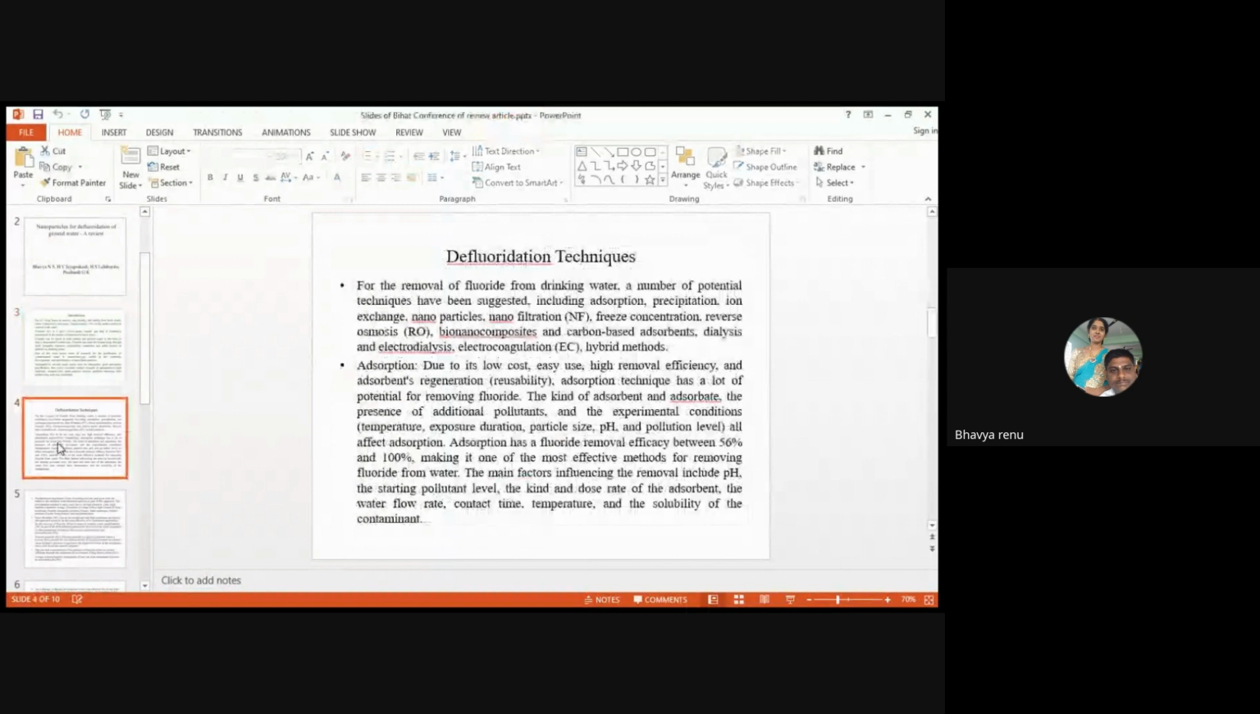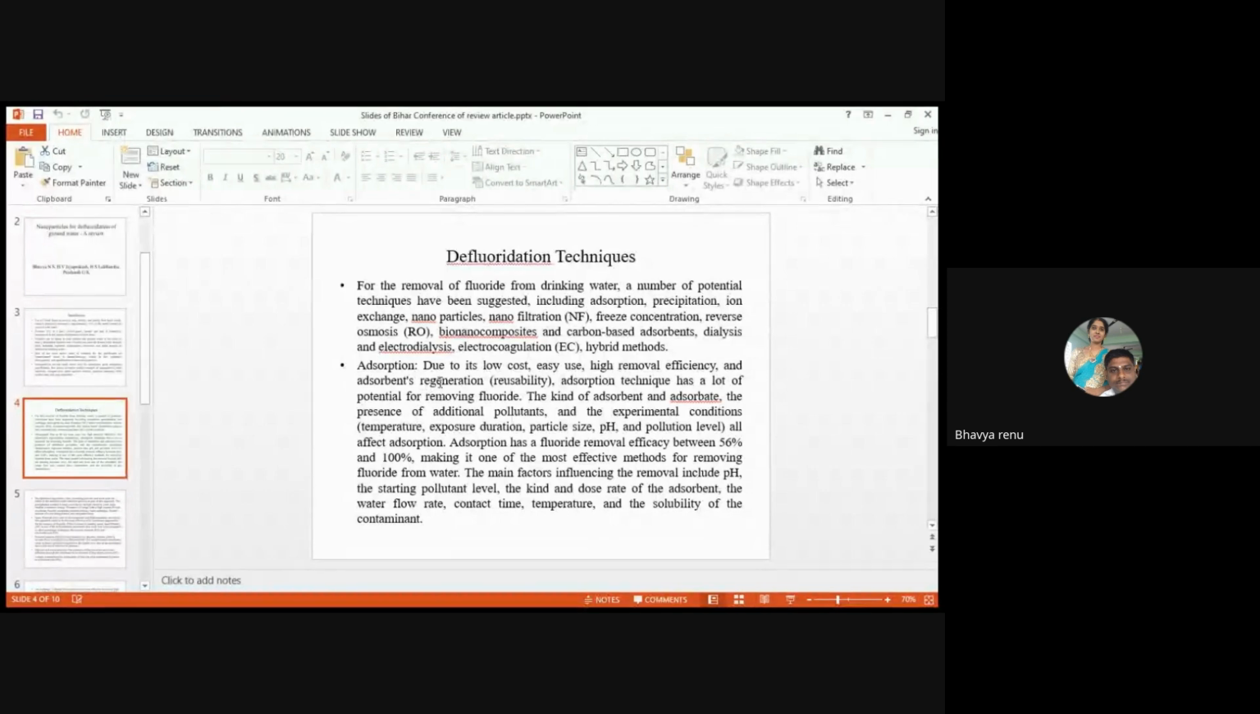Next, the defluoridation techniques which we use for the removal of fluoride from drinking water are adsorption, precipitation, ion exchange, nanoparticles, nanofiltration, freeze concentration, reverse osmosis, bio-nanocomposites, carbon-based adsorbents, dialysis and electrodialysis, electrocoagulation, and hybrid methods. First, we'll move on to adsorption.